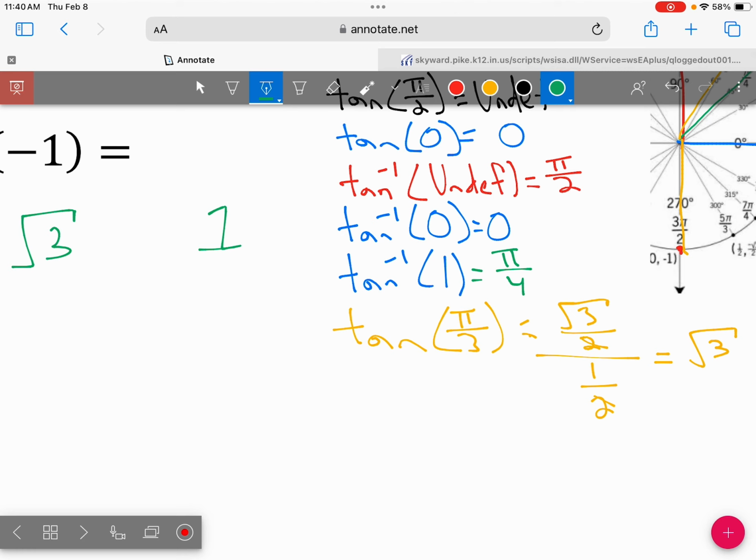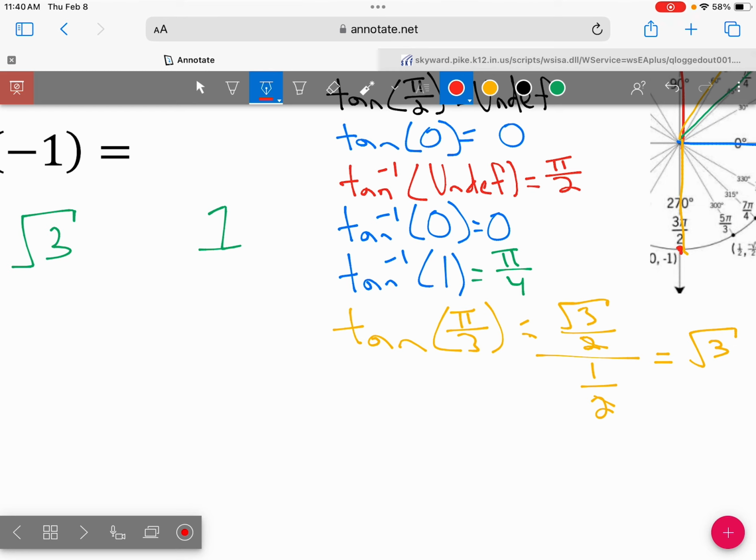What's the bigger number, root 3 or 1? Just off the top of your head. Raise your hand if you think root 3 is bigger than 1. Couple. Raise your hand if you think 1 is bigger than root 3. Couple, about 50-50. Good.